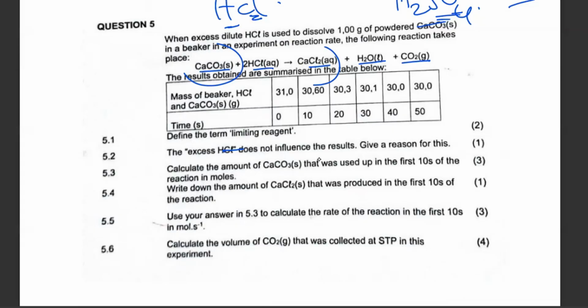Then they are saying that it does not influence the reaction. Give a reason. Basically we need to look at which one is in excess. If they say it is in excess, it means that calcium carbonate was the limiting reagent. Therefore, calcium carbonate is the one which is going to finish first before the hydrochloric acid is used up.